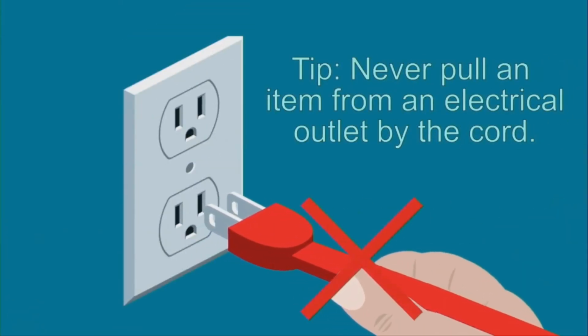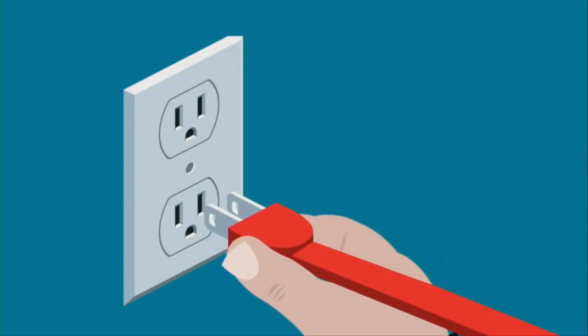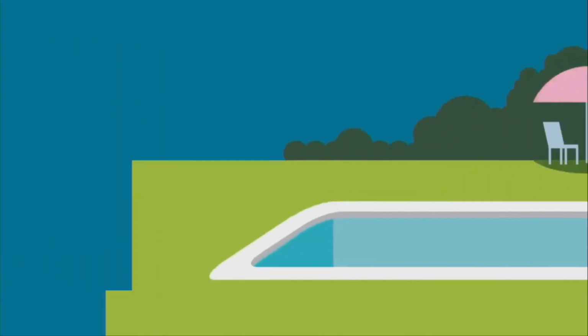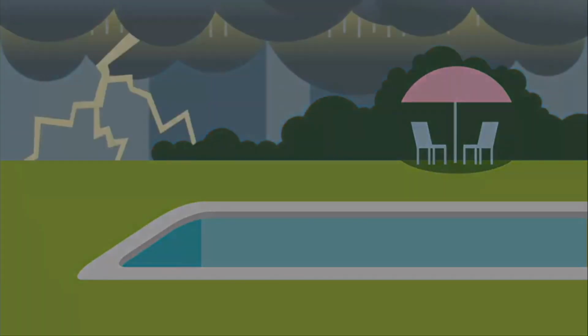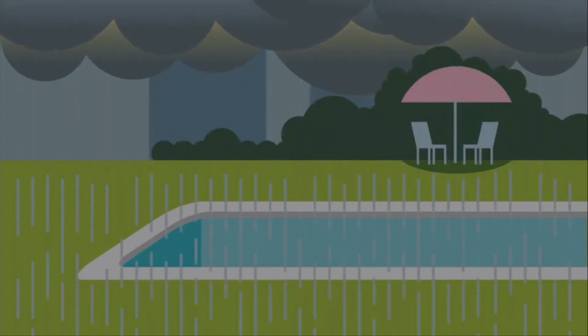Never pull a plug from an electrical outlet by its cord. Pull from the plug to avoid potential shock, or ask an adult to help you. Going for a swim? Remember, never swim during stormy weather. If you hear thunder, immediately exit the pool until the storm has passed.